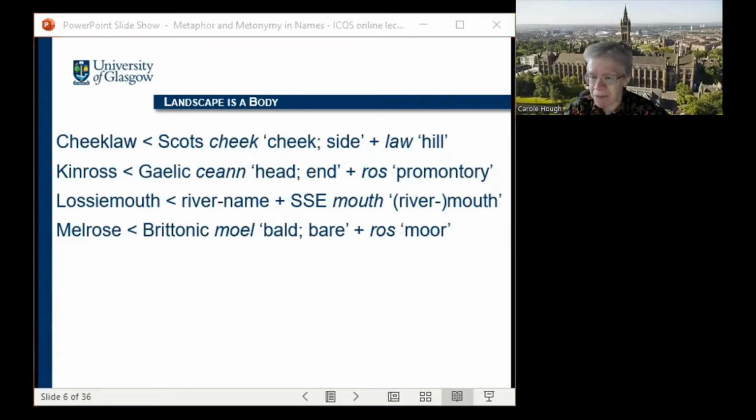As we can see, some metaphors are shared between place names and non-onomastic language. Mouth is the standard term for a river mouth in ordinary English. It has become what is sometimes known as a dead metaphor, although this term has been challenged and may no longer be appropriate. Other metaphors only appear in place names. A metaphorical meaning of Scots cheek is only found in place names.